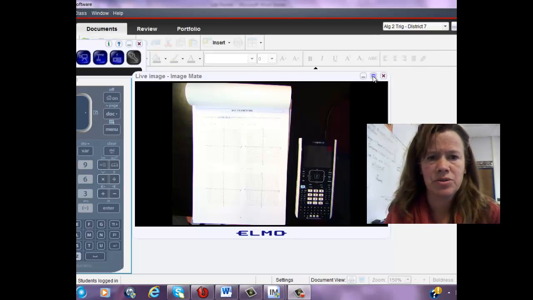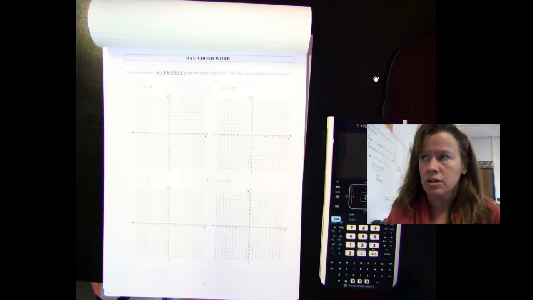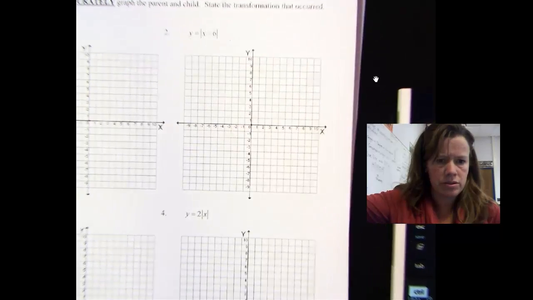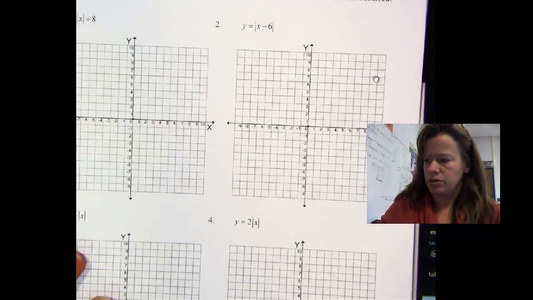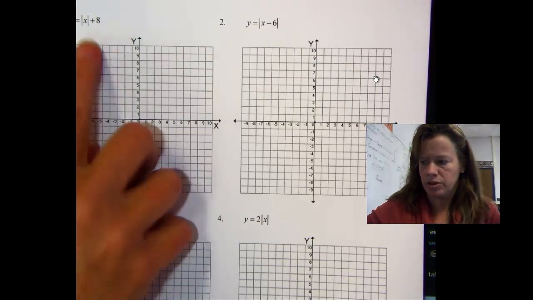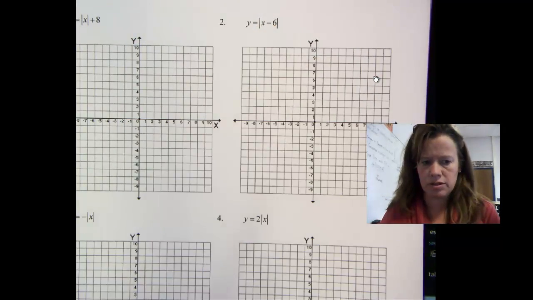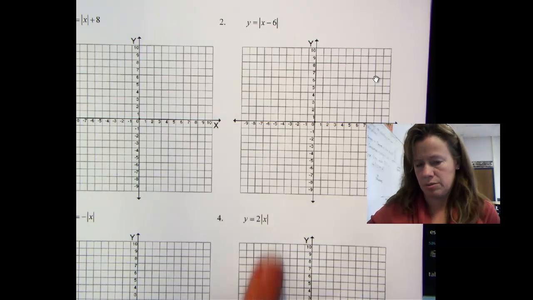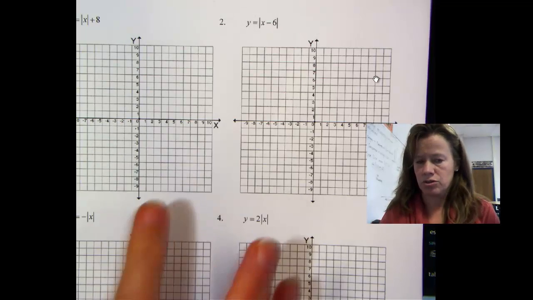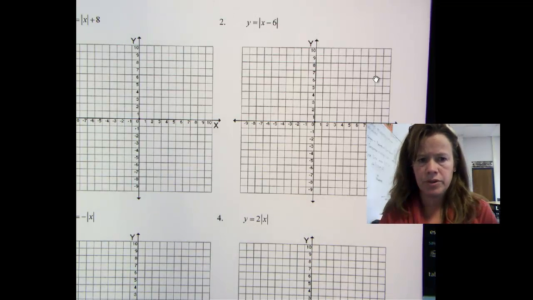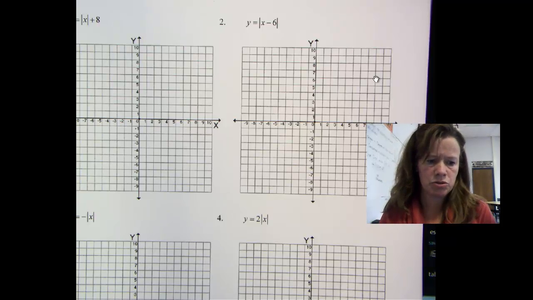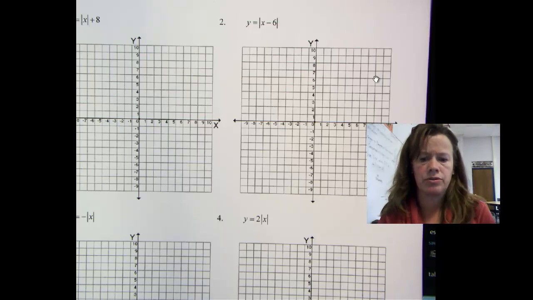Today we focus on the absolute value function. As we zoom in to our day 3 homework packet as a guide, notice that all of our functions are absolute value: absolute value of x plus 8, x minus 6, negative, and 2 times the absolute value. What I'll do is what I did last time: pause for a minute, give you time to get your parent absolute value graphs drawn in, and then we'll discover the effect of those different additions, subtractions, and multiplications to that parent graph.